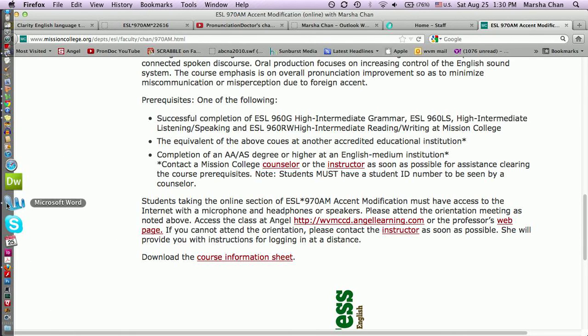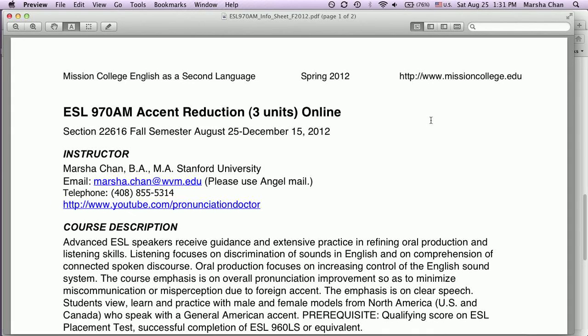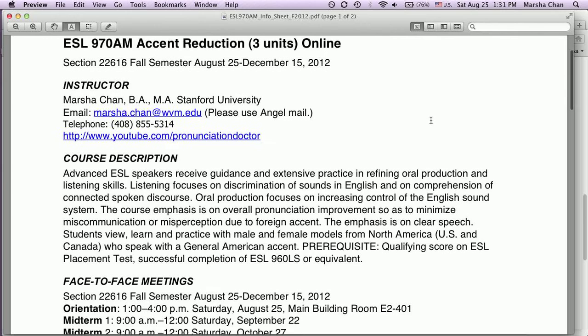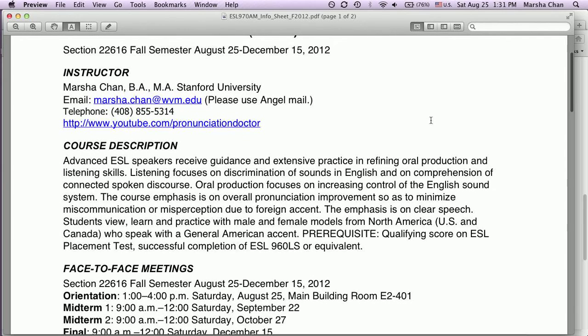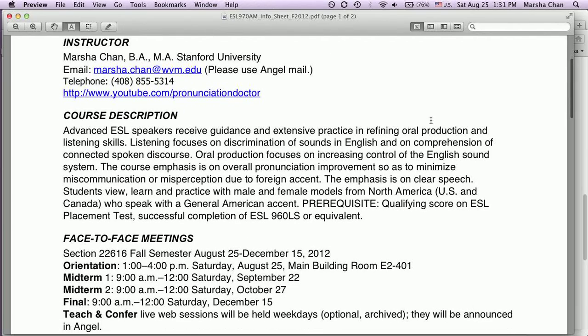So I'm going to show you what it looks like. And I've given you 2 places to download it. One is from this page, and the other one is within the course itself. So this is what it looks like. This is our class. It's accent reduction or accent modification, 3 units. And our section number is 22616. Here, information about me. I'm the instructor.